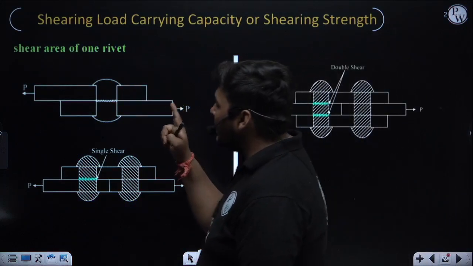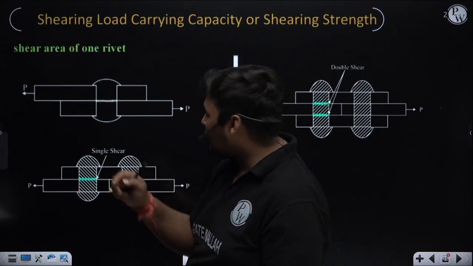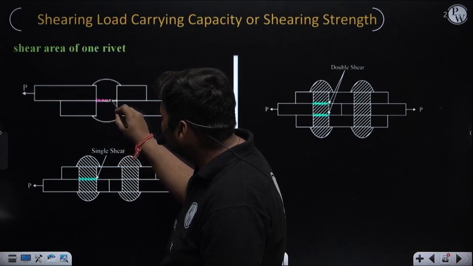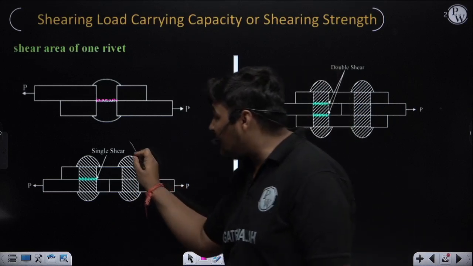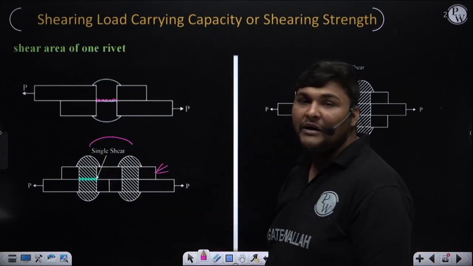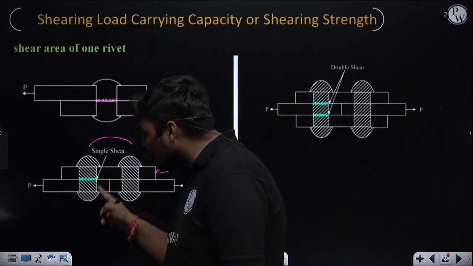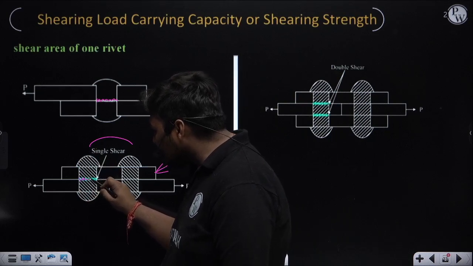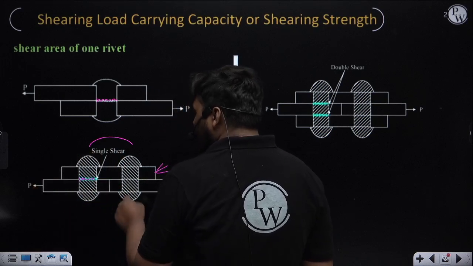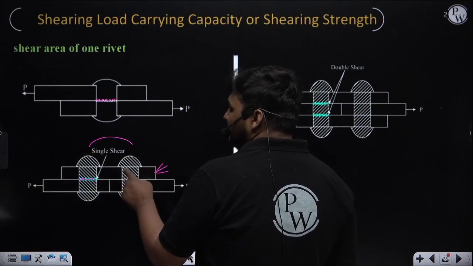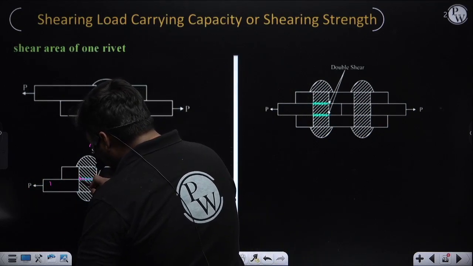But in case of butt joint, if I ask, focusing on only one rivet right now, is shearing occurring from one plane or two planes? Here you can see it is a butt riveted joint with a single strap plate. I am using one strap plate, so it is a single strap butt riveted joint. If you focus on one rivet, shearing will occur from this plane, because this load P will try to fail the rivets of this plate. Right now I am focusing on this plate and load P, which will try to shear this rivet from this plane.